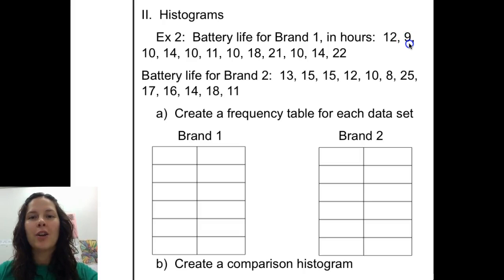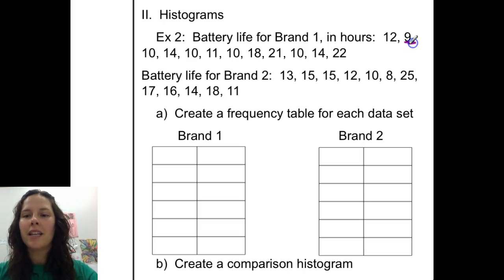Next, we're going to take a look at creating a comparison histogram. So we have two brands of batteries, and we have the life of each battery, how many hours you can use the device that you put the battery in. Your first job when creating a histogram is to create a frequency table. What you need to do is determine the size interval you want to show the detail in the data. For battery 1, it lasts anywhere from 9 to 22 hours. For brand 2, it lasts anywhere from 8 to 25 hours.